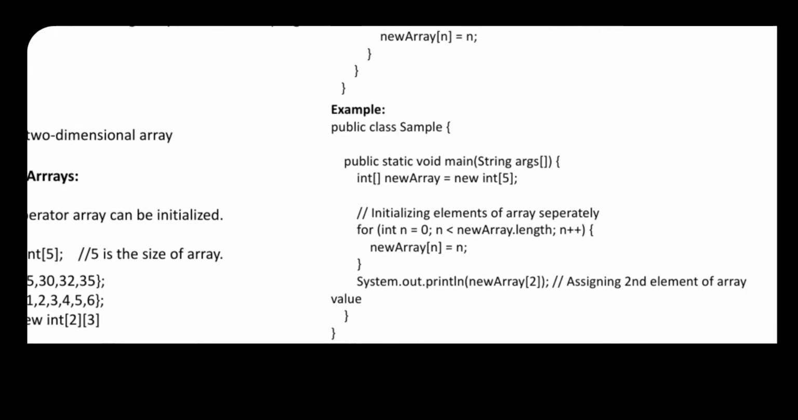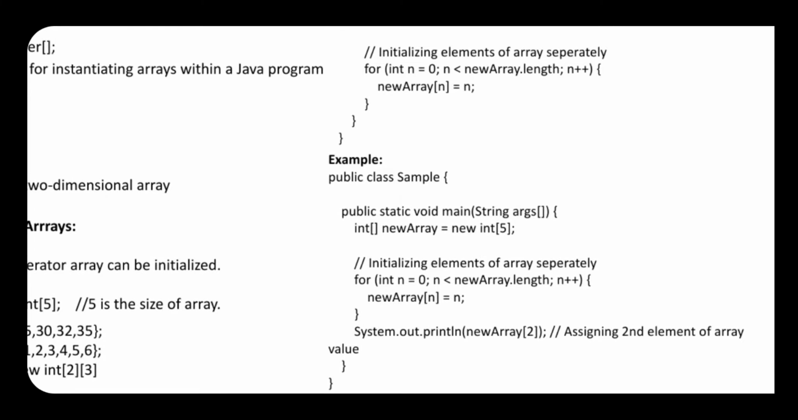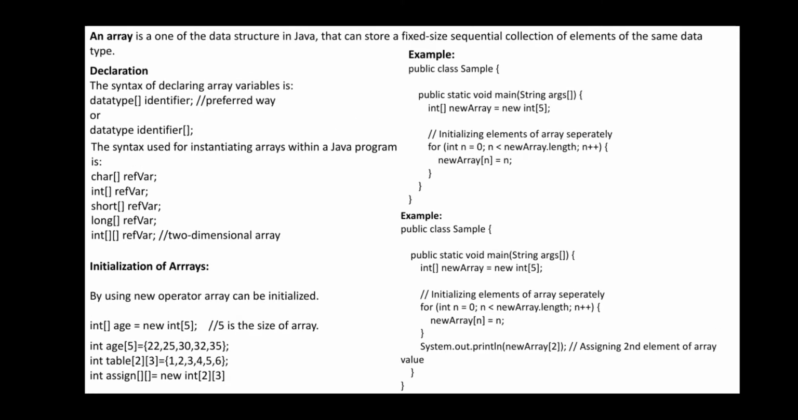Then how are you going to display that particular thing here? Same thing, System.out.println(newArray[2]). What is the value you are going to have within newArray[2]? You have stored the value 2 over there, and you are going to display it this way. So this is a simple example of how an array can be defined.